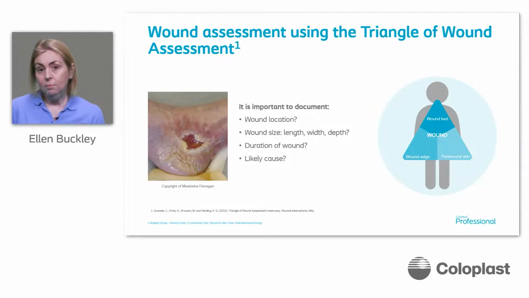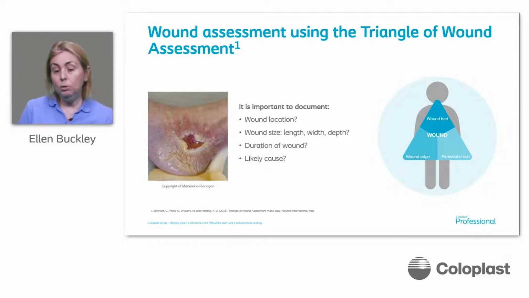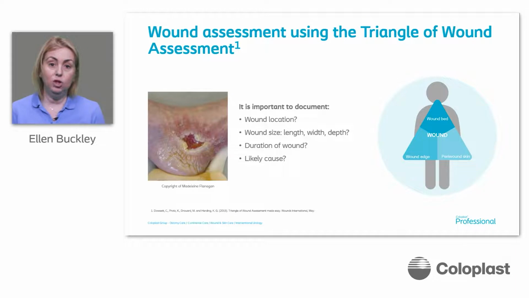So we need to document our wound assessment, obviously, and one of the things that we need to document is wound location. Whereabouts is it on the body? What are the dimensions of that wound? How long has it been there and what is the likely cause? Wound location, for example, might determine what shape and size of dressing that you would pick for a patient. Not all shapes and sizes are suitable to go on different areas of the body, are they? So we need to understand whereabouts on the body that wound is, along with the dimensions.